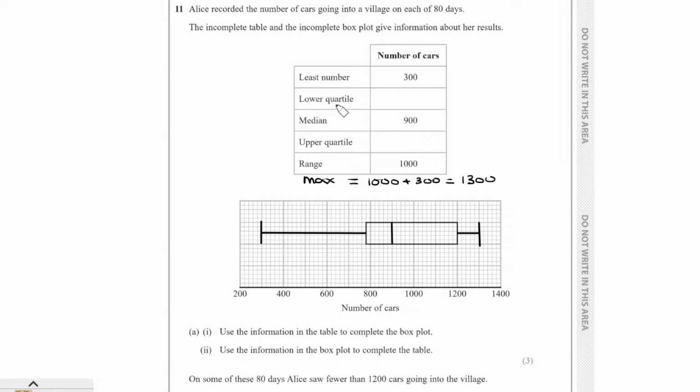The only thing missing is the lower quartile and the upper quartile, which, if you're happy with box plots, you'll know is this one here and this one here. So we just need to read those off. Now, the upper quartile is a bit more obvious, isn't it? It's on an actual solid line. So that's 1200. That one's quite easy.